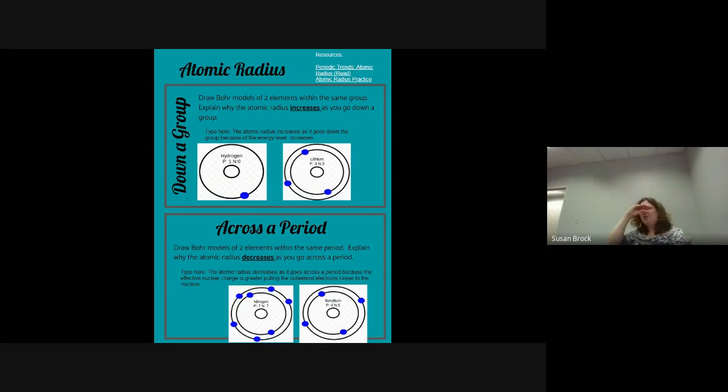So what happens across the period is we're getting more and more charges, we're getting more and more attraction, so the nucleus can pull those electrons in tighter to itself.